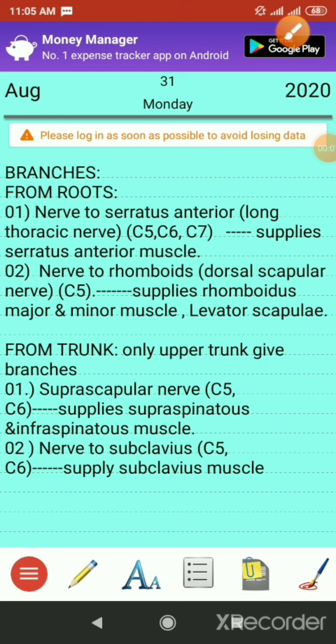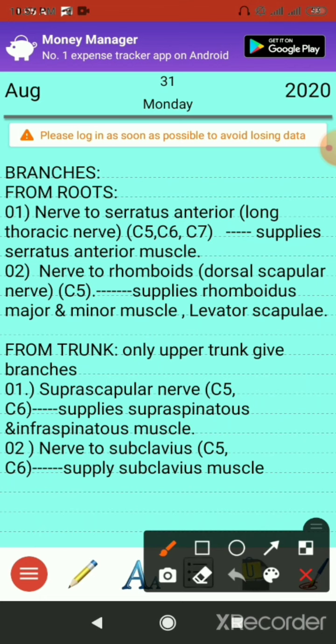You have to know the root value of each single nerve. From the roots we have seen that two branches come. These are the nerve to the serratus anterior or long thoracic nerve. Its root value is C5, C6, C7 and it supplies the serratus anterior muscle. When this muscle is paralyzed, one clinical condition arises, that is winging of the scapula. Then the nerve to the rhomboids or dorsal scapular nerve supplies the rhomboid major and rhomboid minor muscles as well as some part of levator scapulae.